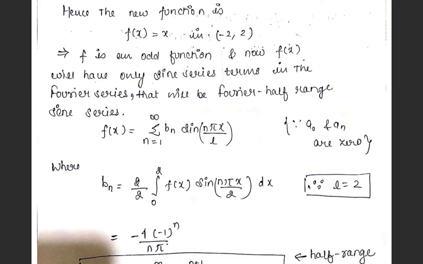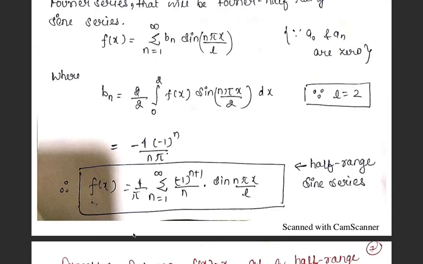On integrating this, I get the value of bn as minus 4 multiplied with (minus 1) to the power n divided by n pi. On substituting the term of bn in f of x, I get the half range sine series for the function x.